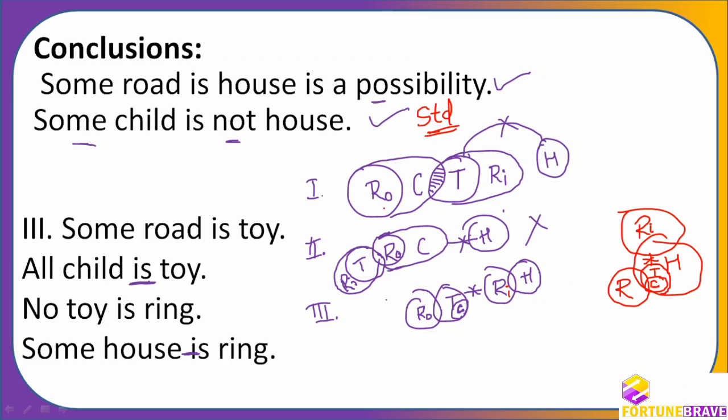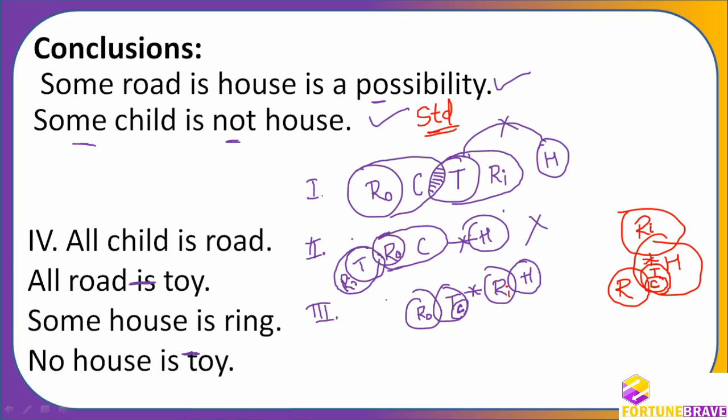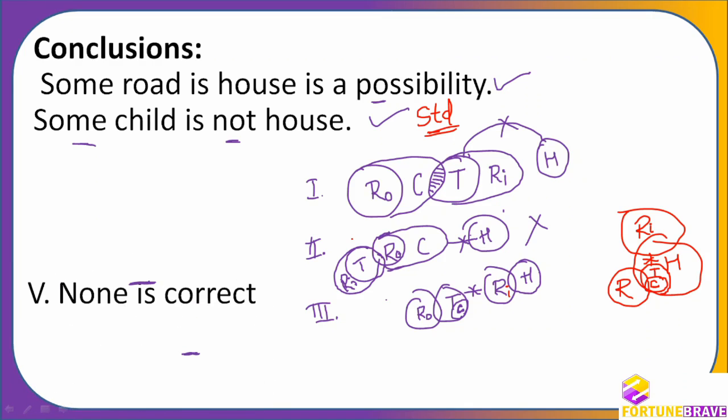Clear? You can do the fourth and fifth, and then you can tell me in the group. All child is a road, all road is toy, some house is ring, no house is toy. Anyways, I'll put all the questions in the PDF that I'm going to put today, and you can do all those again, and then we can discuss in the WhatsApp group, or if you want, we can make one more session on this.